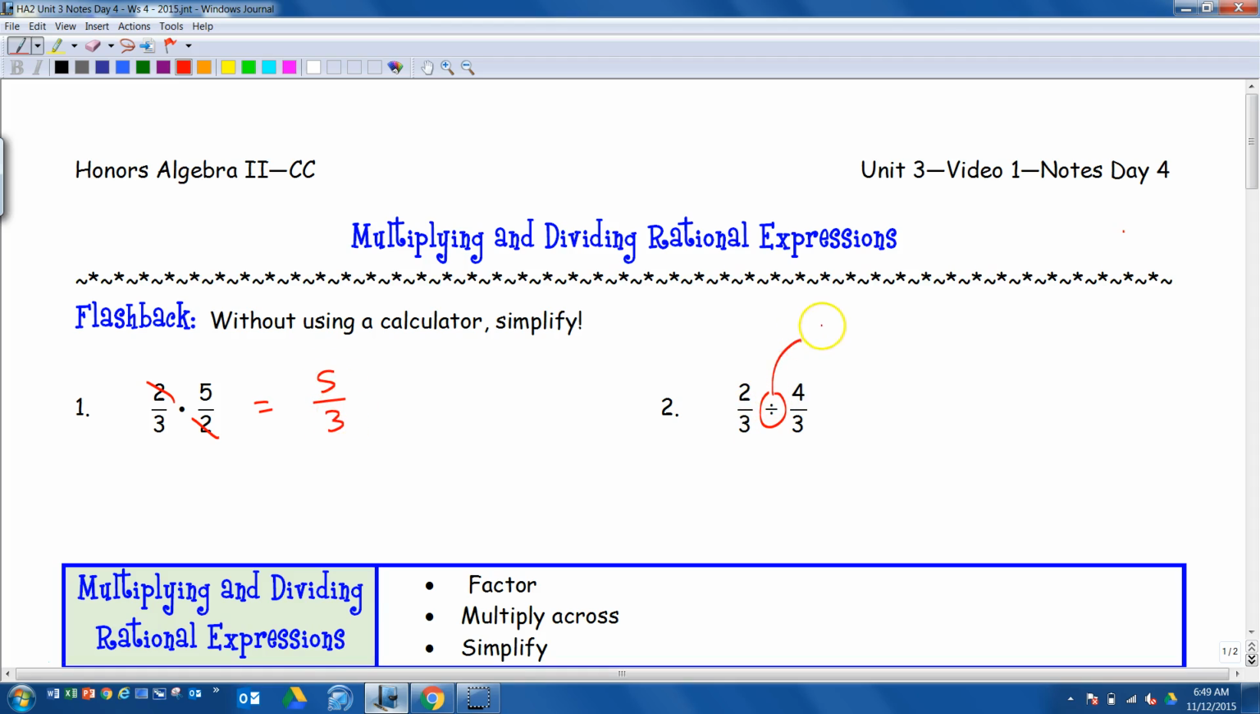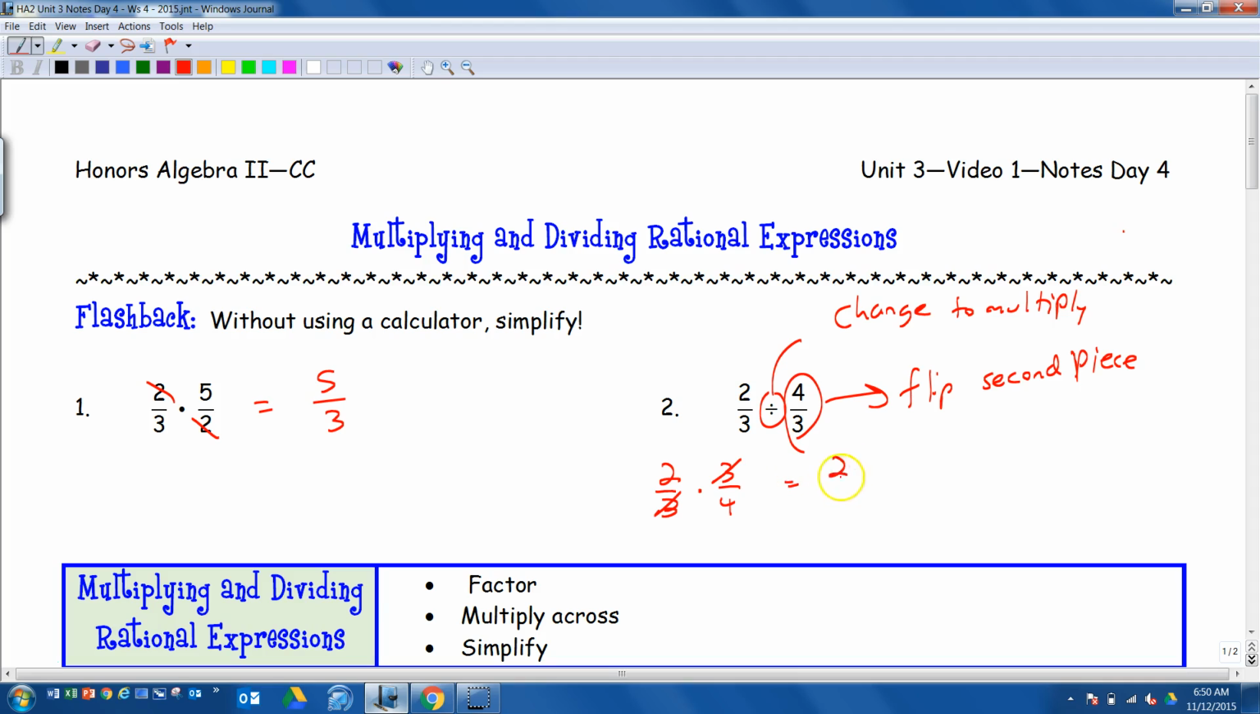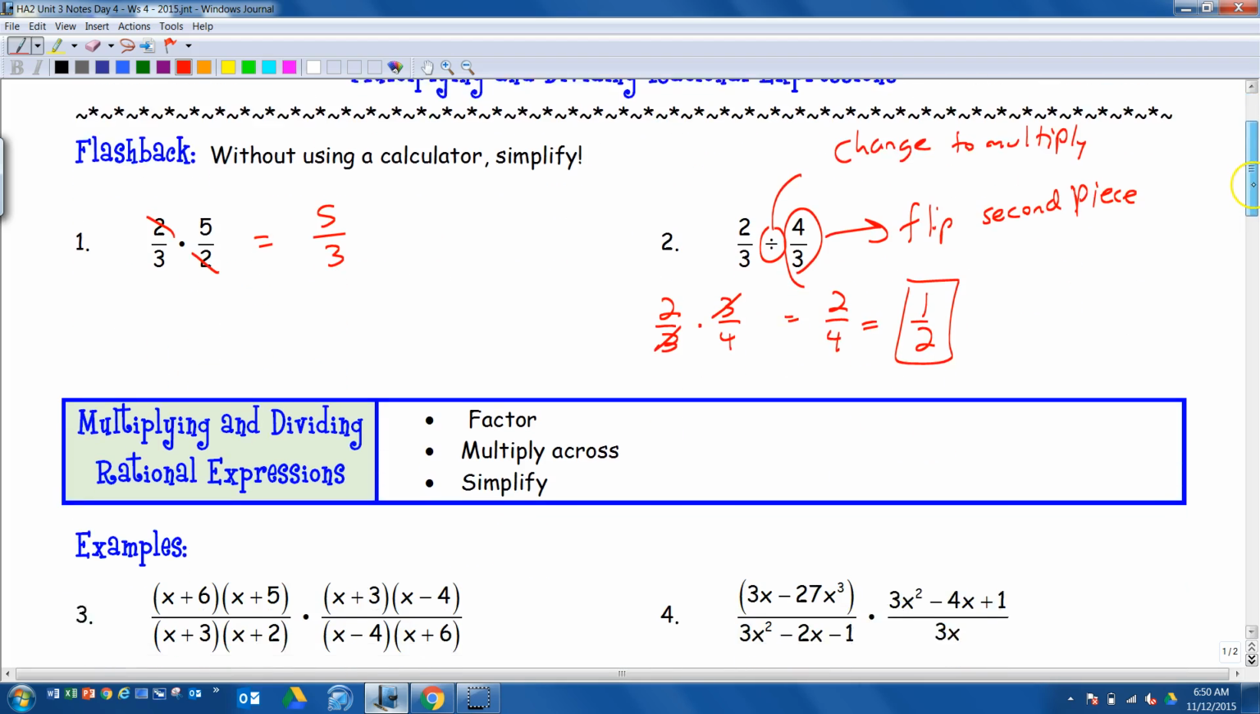Division's a little different. With division, remember, you change it to multiplication, and you flip the second, or the thing you're dividing by. So, flip the second piece. You don't touch the top piece. Okay, so this becomes 2 over 3 times 3 over 4. You can cancel that out. You get 2 over 4, which is actually 1/2. Alright, good. So that same idea is going to happen here.